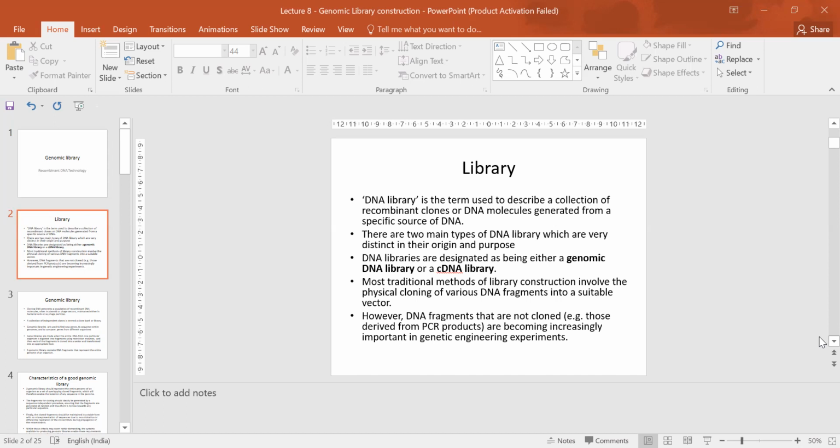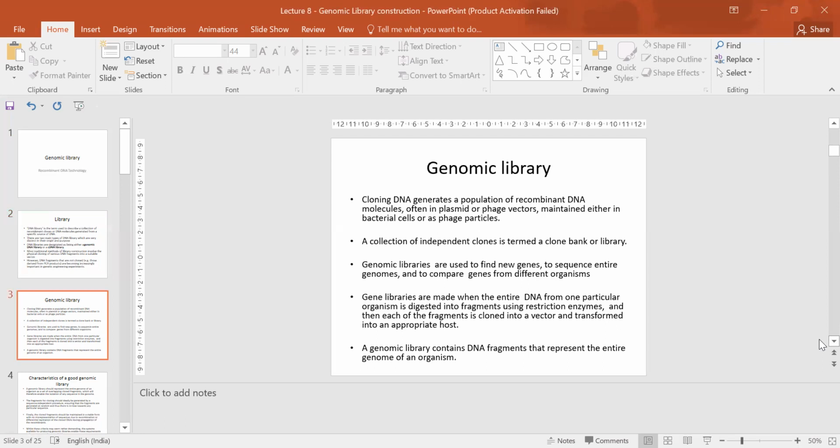Most traditional methods of library construction or preparation involve the physical cloning of various DNA fragments, either a DNA of interest or a PCR product that has to be cloned in a suitable vector. However, the DNA fragments derived from the PCR product are becoming increasingly important in different genetic engineering experiments. So first of all, I would like to discuss the genomic library.